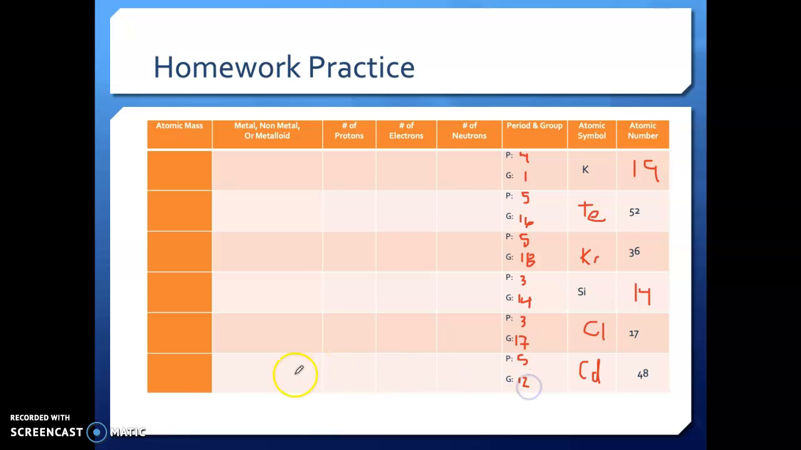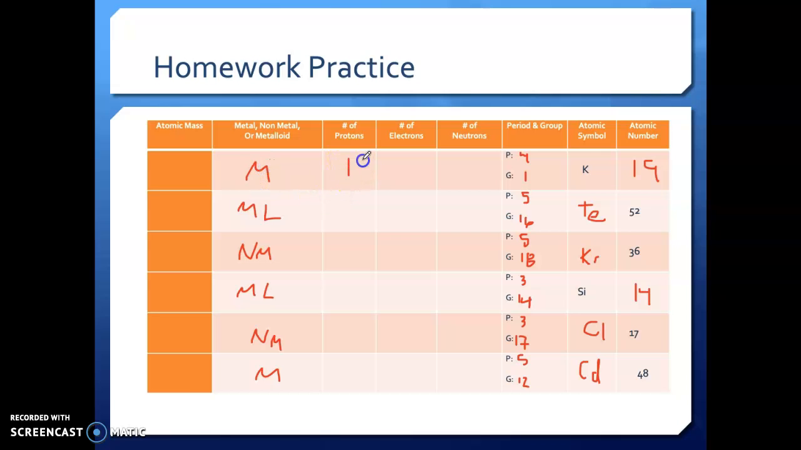Okay, so I'm going to say cadmium is a metal. Chlorine is a nonmetal. Silicon is a metalloid. I'm going to say Ml as an abbreviation. Krypton is a nonmetal, specifically a noble gas. Te is a metalloid. Okay, and potassium is a metal.